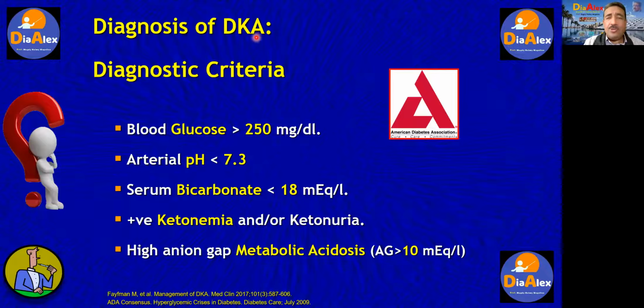So there is acidosis, metabolic acidosis. So the pH is less than 7.3. Metabolic acidosis, bicarb is less than 18. And the type of metabolic acidosis here is metabolic acidosis with high anion gap, meaning that anion gap is more than 10. So these are the diagnostic criteria of DKA as per the ADA.